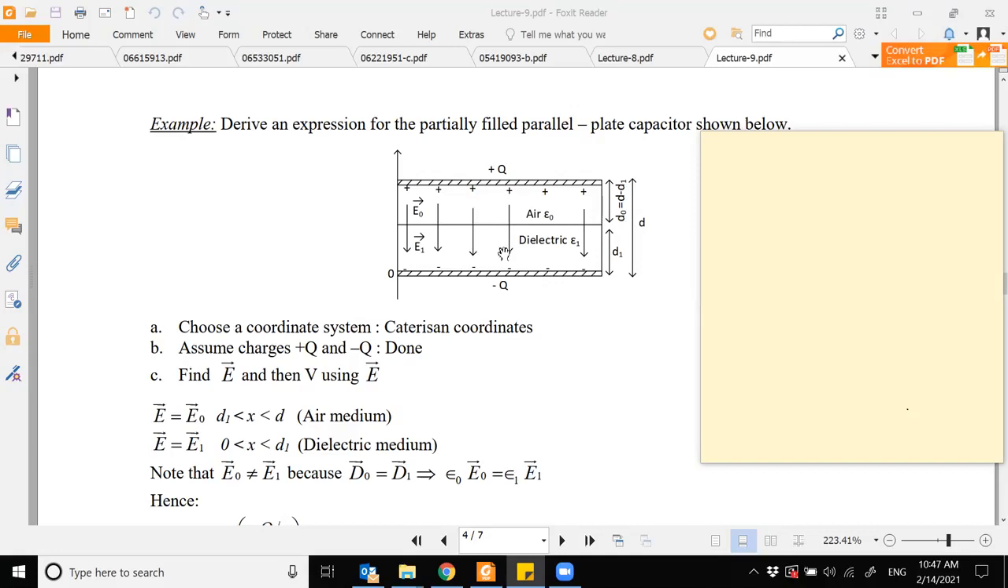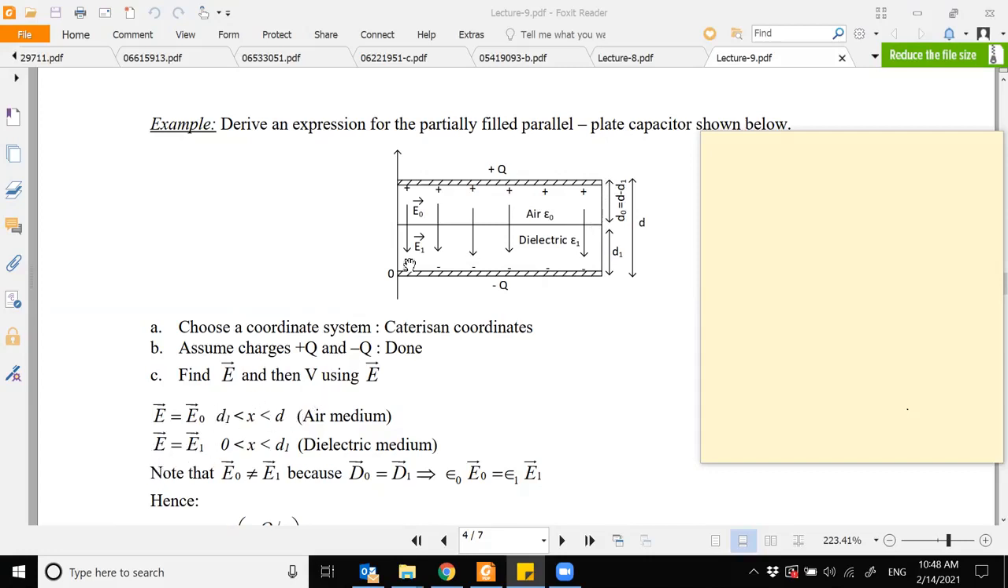But here, our electric field value will change when we do the integration here, and it will change when we do the integration here. Because here the electric field will be different, and here the electric field will be different. So now I'm defining electric field E as E0 bar when I'm in this region, that is from D1 to D, because this is D1 and this whole is D.